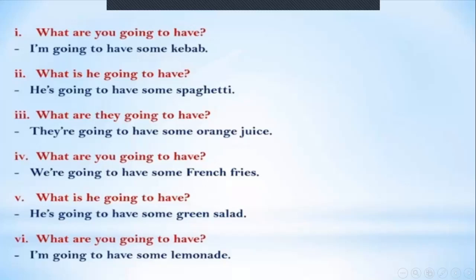Question number 6. What are you going to have? Take care also here, my students. We use you in the question, but we change it into I in the answer. What are you going to have? I'm going to have some lemon.